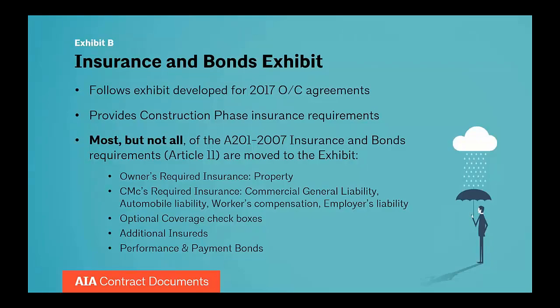A133 now has a new exhibit, the Insurance and Bonds exhibit, and that is Exhibit B. The Insurance and Bonds exhibit follows an exhibit that was developed for the 2017 owner-contractor agreements, and if you have used that exhibit in the 2017 agreements, it's pretty much the same content-wise. This provides the construction phase insurance requirements. Arlen already talked about the pre-construction phase insurance requirements. The pre-construction phase requirements are in the agreement itself. The construction phase requirements are in the exhibit. And part of why we developed this exhibit in 2017 was that we thought a standalone insurance document would be useful for the parties to be able to take to their insurance advisors and go over it and decide what insurance coverages should be provided.